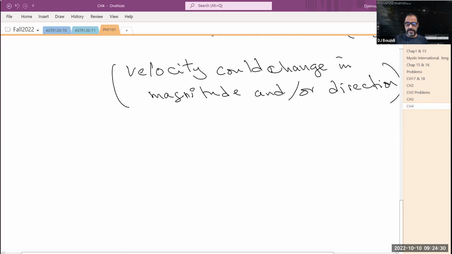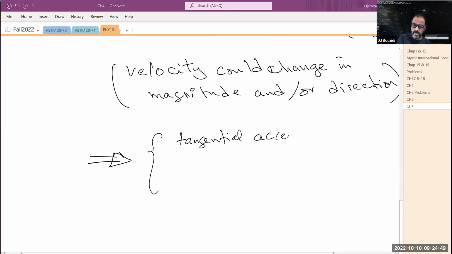So there are two types of acceleration, because acceleration accounts for the changes in velocity. Acceleration is the one that tells you how the velocity is changing. There are two types of accelerations. Tangential acceleration accounts for the increase or decrease in velocity. This accounts for the magnitude. And there is something else, as opposed to tangent, which is the normal to the tangent.